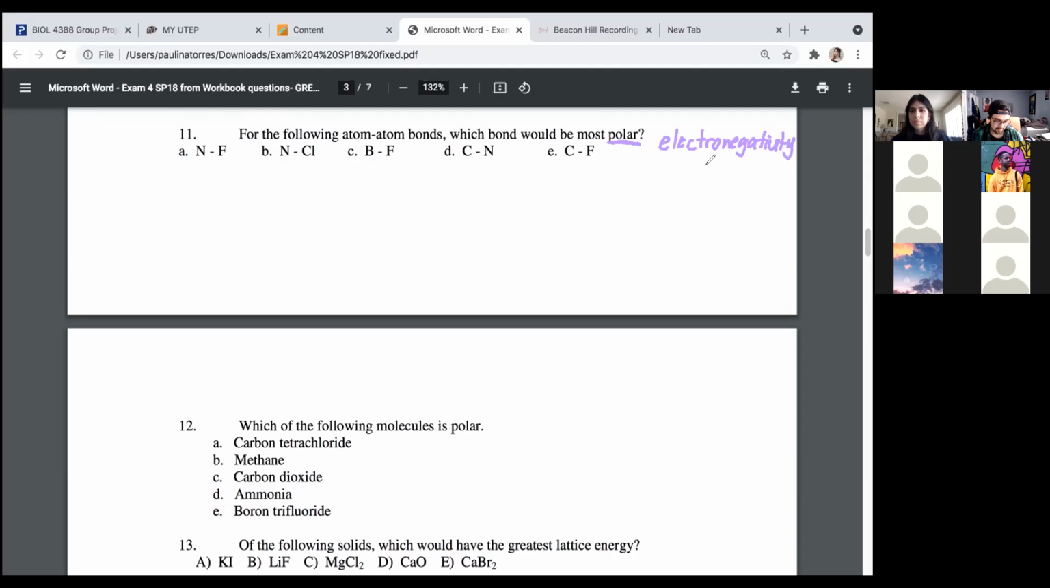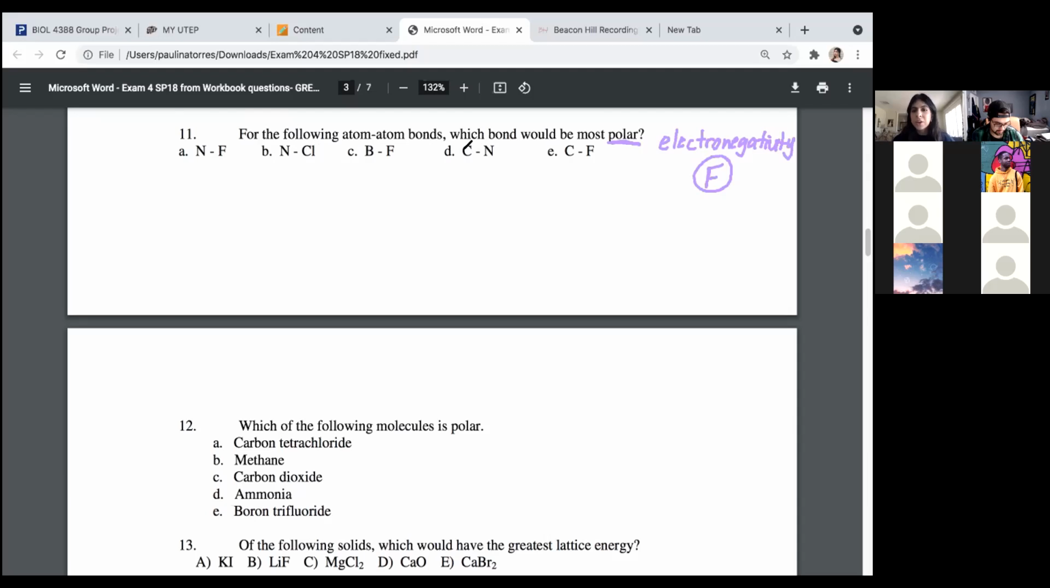It's going to be fluorine. Fluorine? Yes, perfect. Fluorine. So usually the most polar will include fluorine. So let's look at NCl. That one, we can't get rid of just yet.